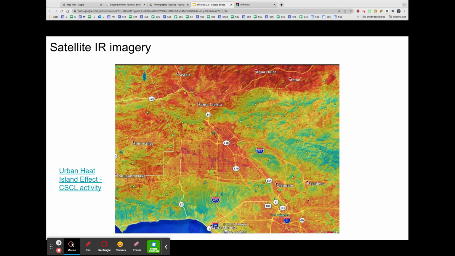So when we talk about satellite imagery, oftentimes infrared is used. This is an infrared image of the San Fernando Valley. So Cal State Northridge would be right about here.